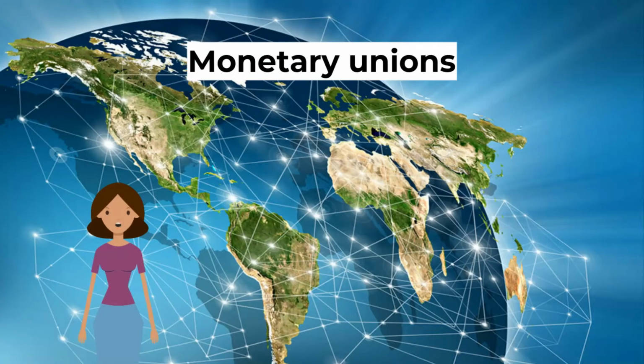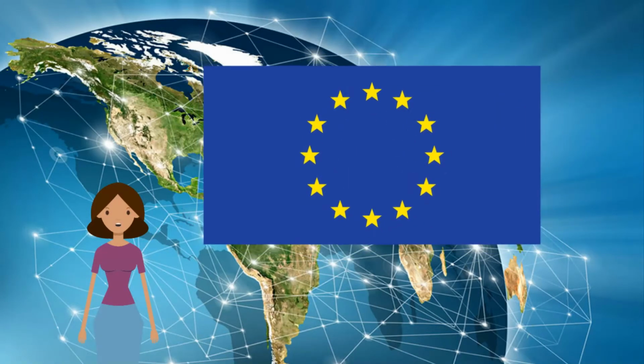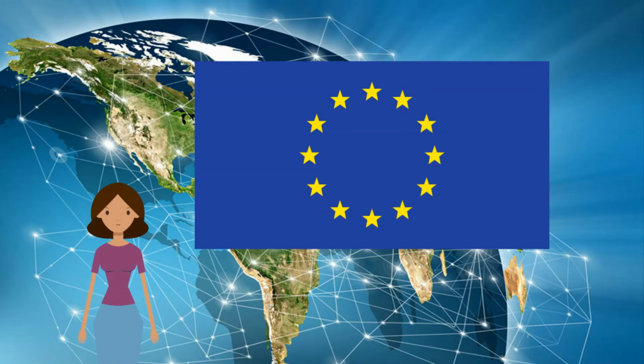Moving on. Monetary unions. These are 2 or more countries with a single currency, with an exchange rate that is monitored and controlled by one central bank or several central banks with closely coordinated monetary policy. Some examples include the EU, the West African Economic and Monetary Union, and the Economic and Monetary Community of Central Africa. Let's take a closer look at the Eurozone.